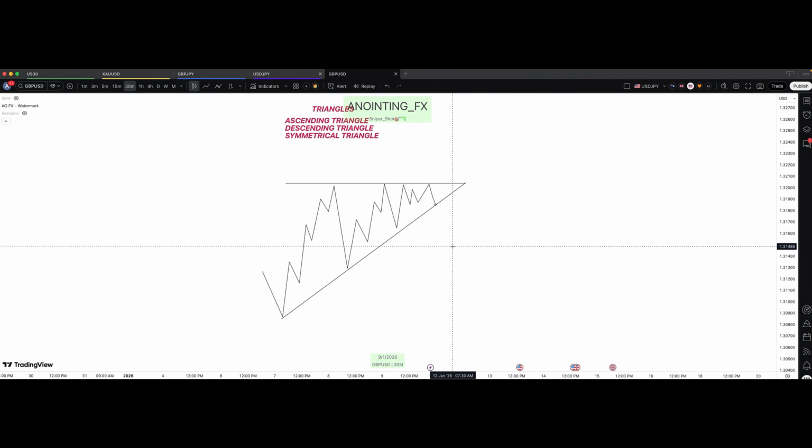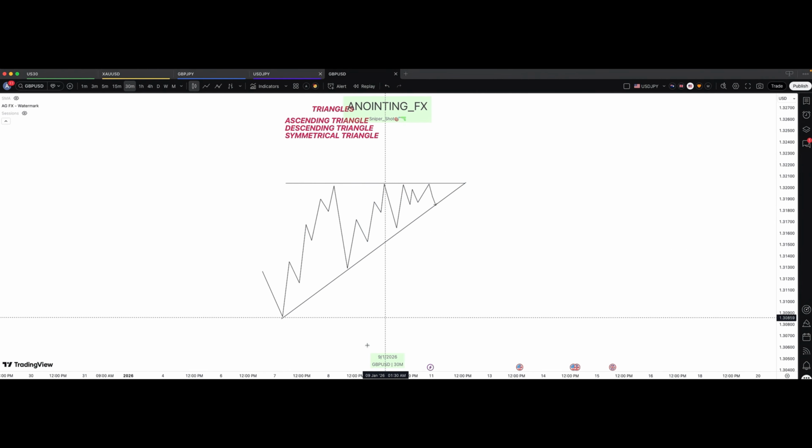With all the rising channels, I told you that the future of them is that they are going to fall. Price will break below and go to the downside. And with all the falling channels and falling wedges, price will break above and go to the upside. But in the case of a triangle, it is different.